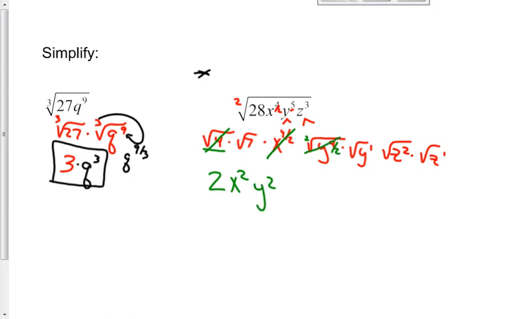Reduced. Jump to the z term. Square root of z squared. My index of 2. Underneath, 2/2 is z to the 1st. Done. And then I have leftovers. All of these leftovers can go underneath one radical. 7yz. And I have simplified the combination of numbers and variables with powers.